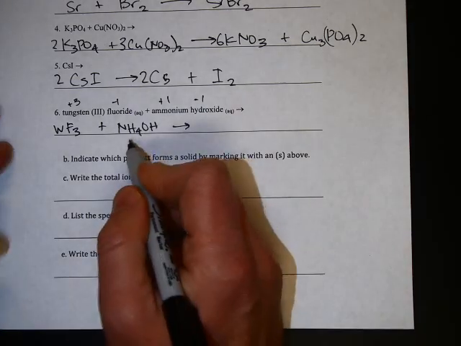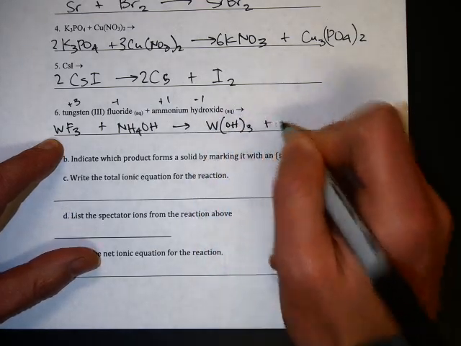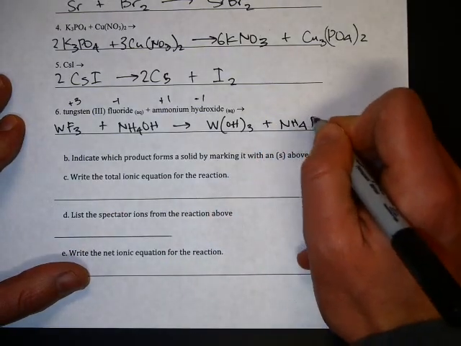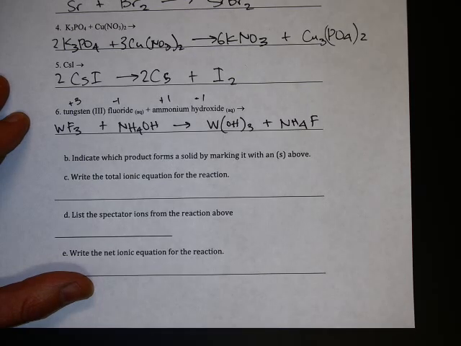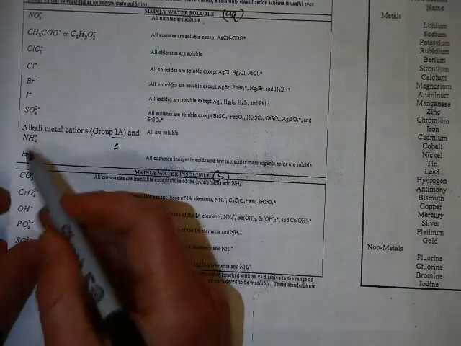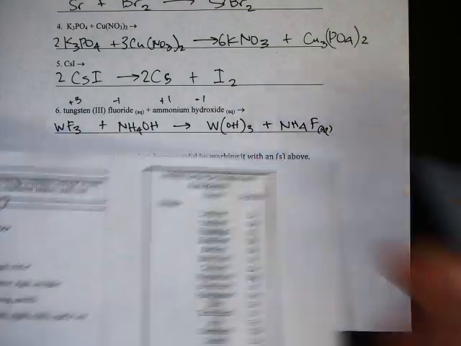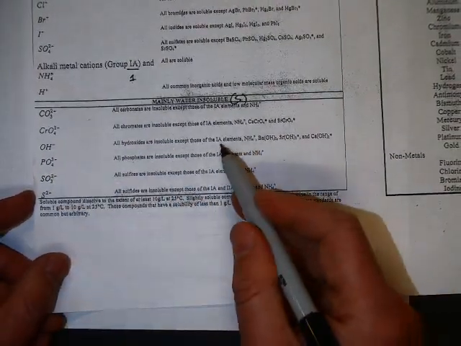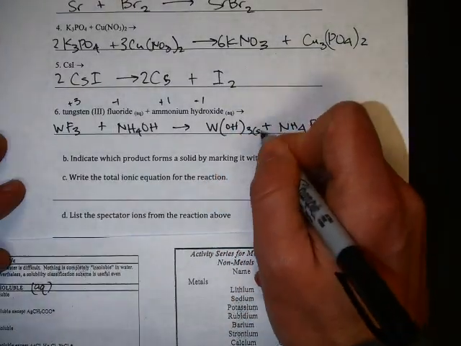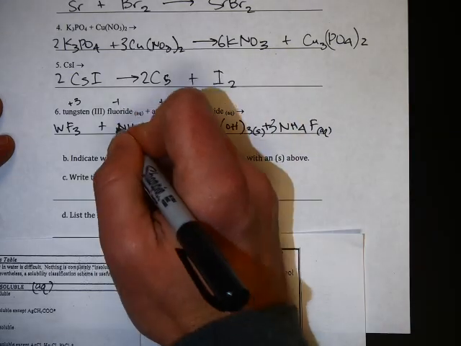And then they double replace. So tungsten goes with hydroxide. Tungsten is still +3. And ammonium and fluorine are both +1 and -1, so NH4F. And then you want to see if there's a solid. So ammonium is almost never a solid, right? Ammonium, always soluble. So there is your aq. And then hydroxides usually are solid except group 1, or ammonium, barium, strontium, or calcium. And I've got tungsten, so there is your solid right there. And you should balance it also by putting a 3 here and a 3 there.